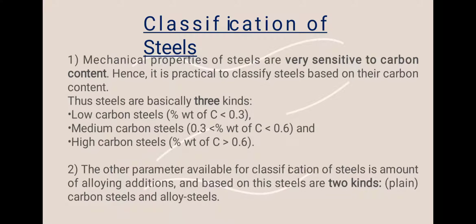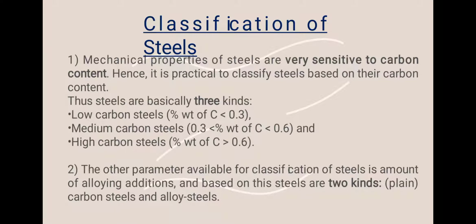Classification of steel structure. Some classifications are shown here. Mainly, the mechanical properties of steel are very sensitive to the carbon content. Hence it is impractical to classify steel based on anything other than carbon content. Steels are basically of three kinds: low carbon steels, medium carbon steels, and high carbon steels. Low carbon steel has a weight percentage of C lesser than 0.03. Medium carbon steel is from 0.03 to 0.6 percentage weight of C. High carbon steel has a weight of C greater than 0.6.